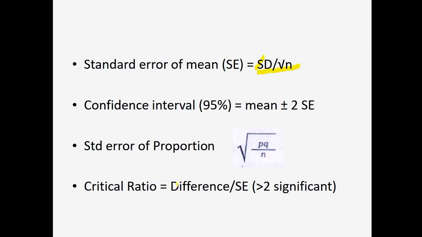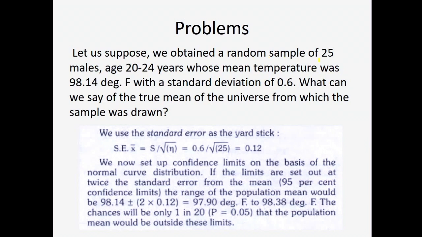Critical ratio is given by the difference divided by the standard error. If the actual difference divided by the standard error is greater than 2, then there is a significant difference. Let us suppose we obtain a random sample of 25 males aged 20 to 24 years whose mean temperature was 98.14 degrees Fahrenheit with a standard deviation of 0.6. What can we say of the true mean of the universe from which the sample was drawn? So we need to apply standard error here. The standard deviation is given here, so we calculate the standard error, which is 0.12.